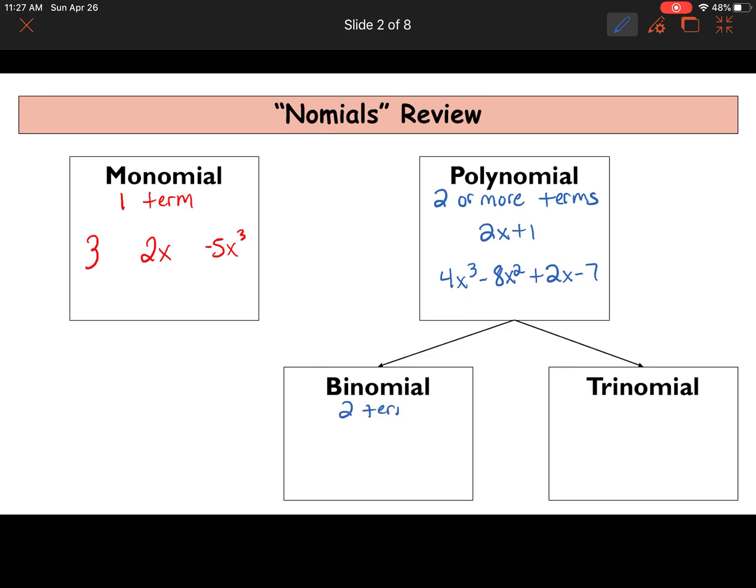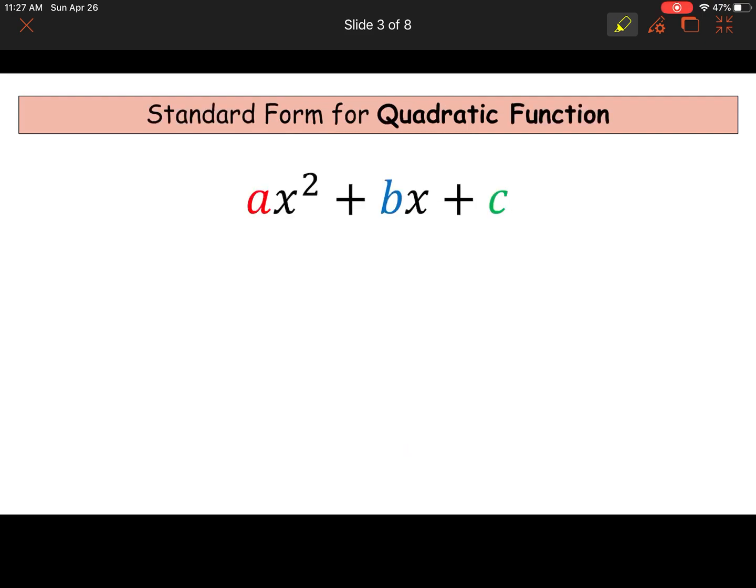We have a binomial, which is just two terms, so something like 3x to the fourth minus 1. That's two terms only. And a trinomial is three terms: 3x squared minus 4x plus 10. Three separate terms. So today, what we're going to focus on when we do the AC factoring method is just trinomials. In order to do the AC factoring method, we have to have a trinomial, three terms.